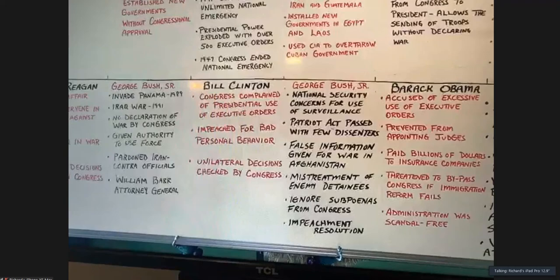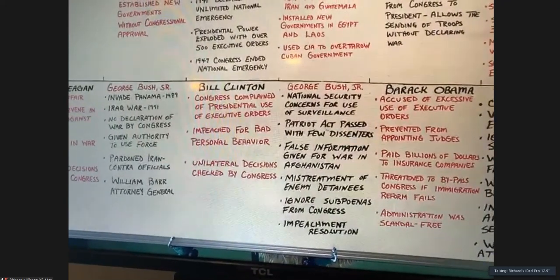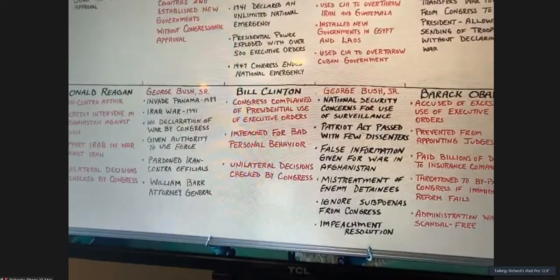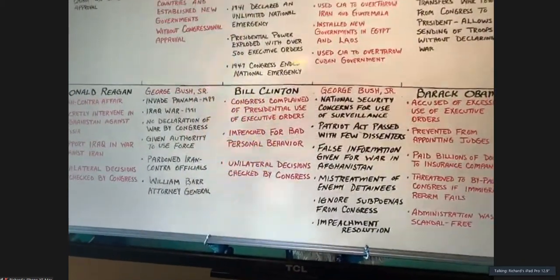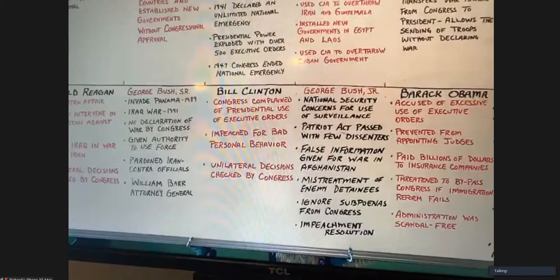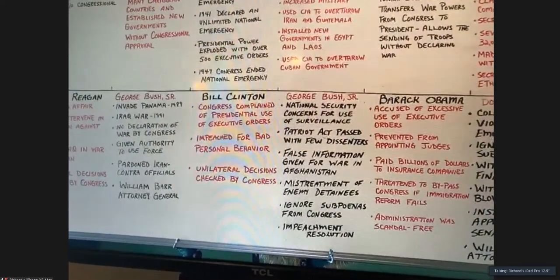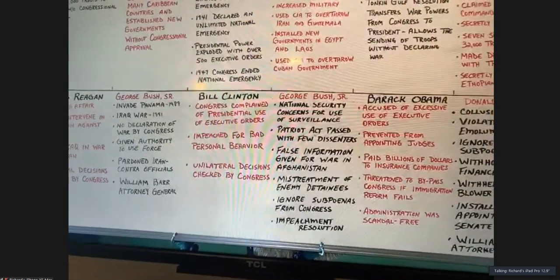So while they were unconcerned about presidential power under Reagan and Bush, they complained that Clinton abused executive orders on domestic issues, including the environment. Clinton was also heavily investigated and even impeached over his personal behavior with women.